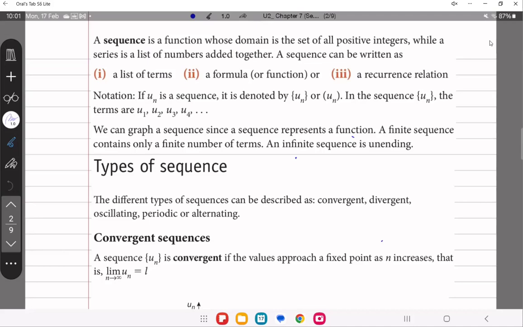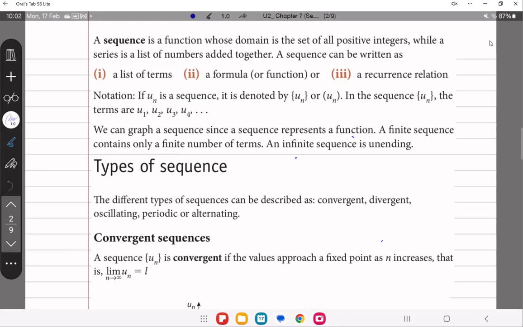Notation: if u_n is a sequence, it's denoted {u_n} or u_n, that's u subscript n. Now in the sequence, the subscript n is the term number. So u subscript 1 would be term 1, u subscript 2 would be term 2, u subscript 3 would be term 3, etc.